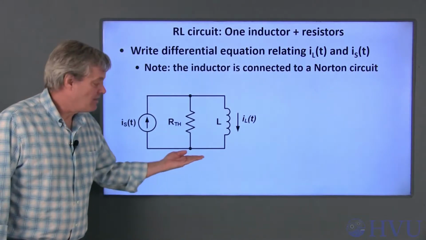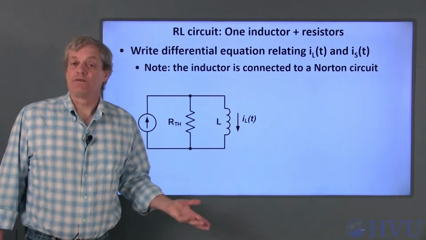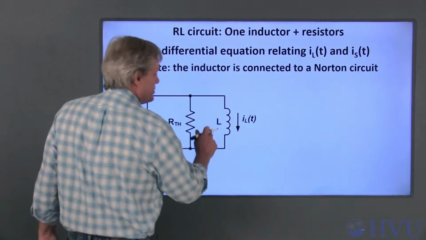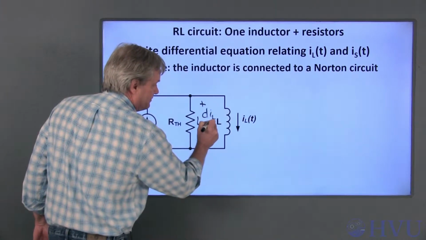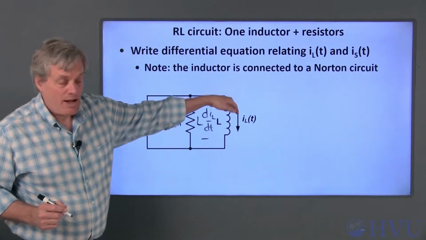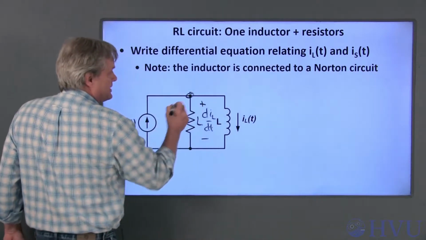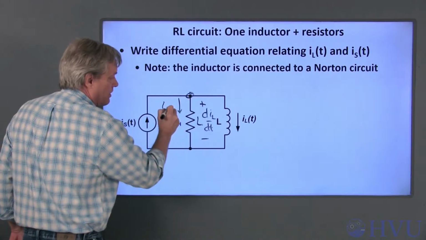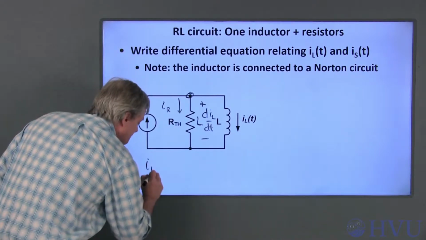Since any linear circuit can be modeled as a Norton equivalent circuit, this circuit is an appropriate model for any circuit containing one inductor. To derive the differential equation, I'll first label the voltage across the inductor. The inductor voltage is the inductance times the derivative of the current. Notice that I've defined this such that the assumed positive current direction is entering the positive voltage terminal. Now let's do KCL at this terminal. In order to do KCL, I need the current through this resistor, which I'll call IR. IR is this voltage divided by the Thevenin resistance.